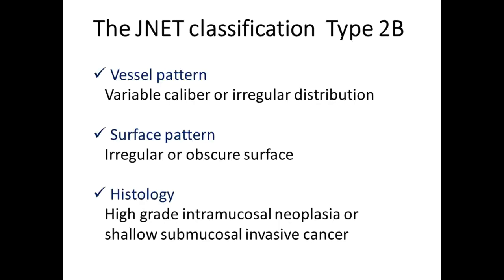The vessel feature of JNET type 2B is the irregularity, which means that the caliber of the vessels are variable and their distribution is not regular. In contrast to type 2A, the tubular structure on the surface becomes obscure or irregular. The most likely histology of these polyps is high-grade intramucosal neoplasia or shallow submucosal invasive cancer.